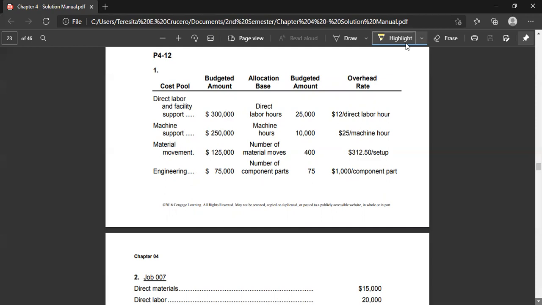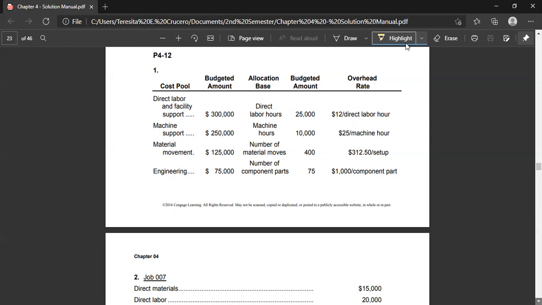So what are the bases? In number one, the base is direct labor hours for your direct labor and facility support. For machine support, it's your machine hours. For material movement, it is the number of material moves, and for engineering it is the number of component parts.